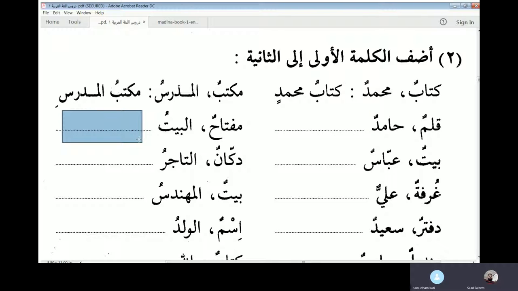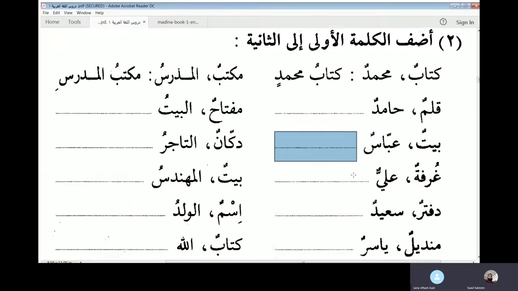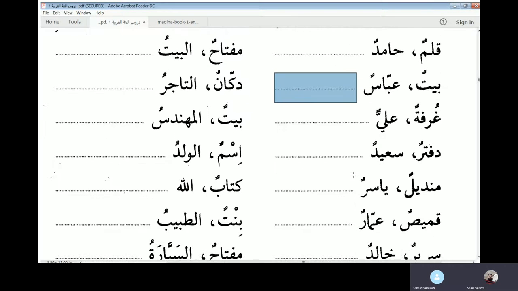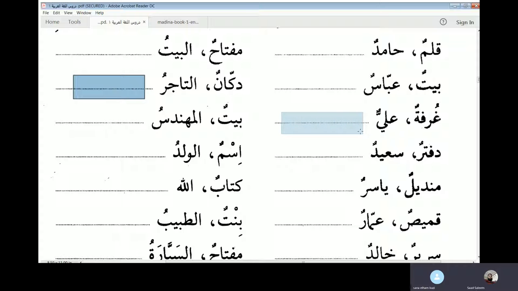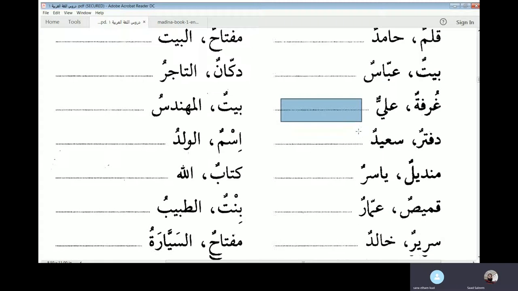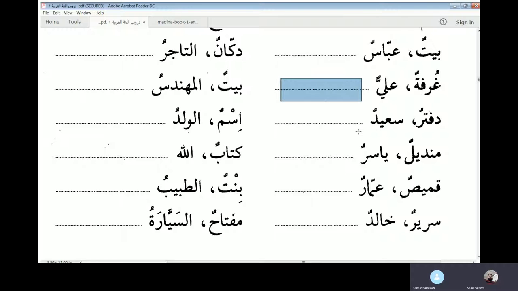مفتاح البيت. بيت عباس. دكان التاجر. غرفة علي. بيت المهندس. دفتر سعيد.